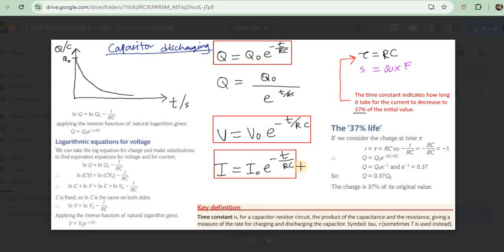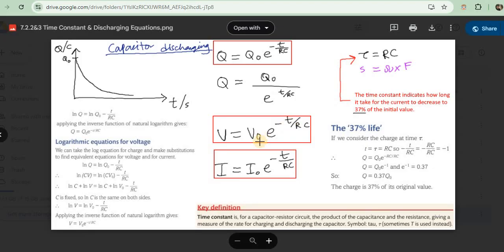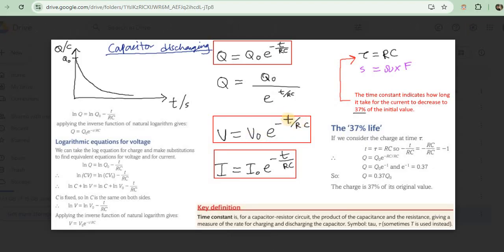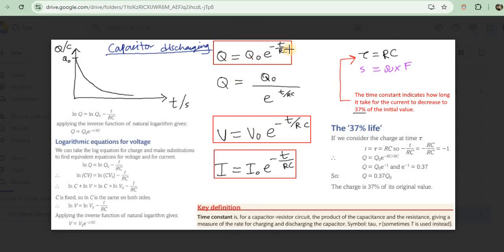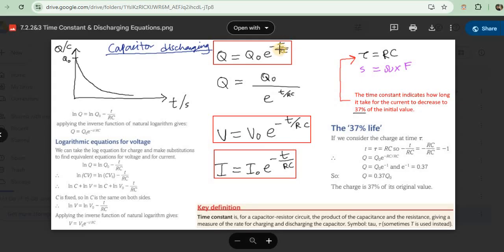And then after a time t, if you want to find the current, maybe after 0.2 seconds, you can substitute 0.2, then you will get the current. Same thing here. If you know V naught, you can substitute the time, and then you can find the potential difference across the capacitor at that time t. Similarly, if you want to find the charge stored in the capacitor at a certain time t, you can substitute that, and then you can get it.